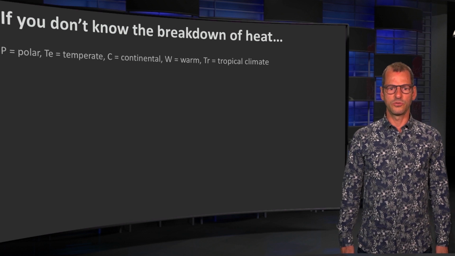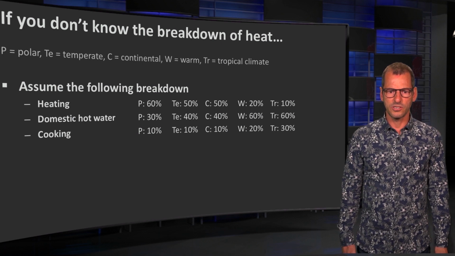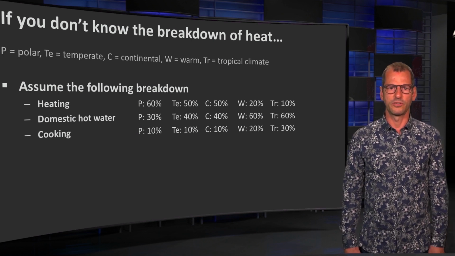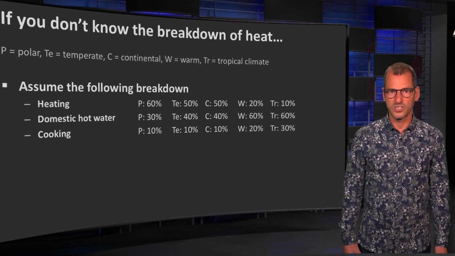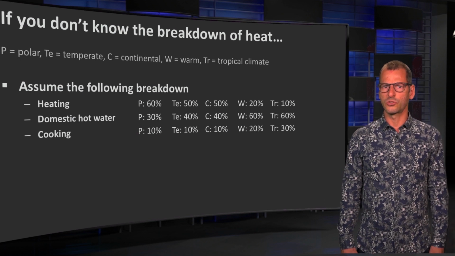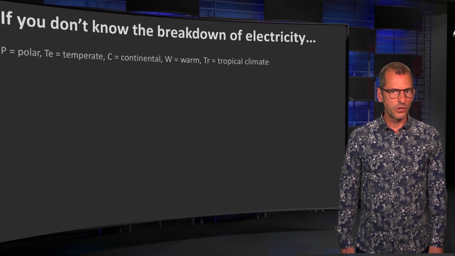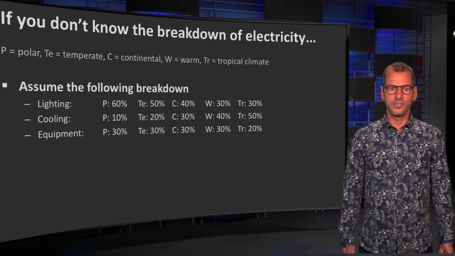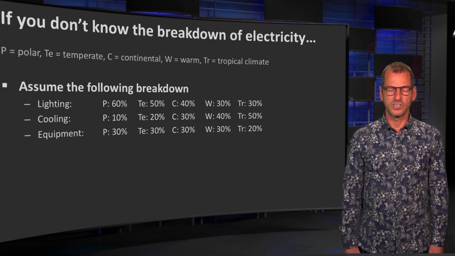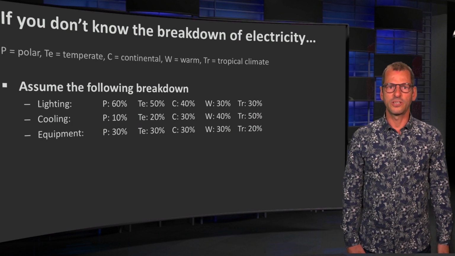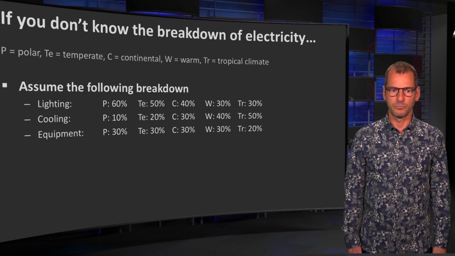Next step, of course, is that you think about the breakdown of heat. If you don't know it now, you could use these figures, which are then again to be applied for the different climates. So look at how much you approximately need for heating, for domestic hot water, or for cooking as the main sources of heat in a building. Electricity, same story basically. You look at the different energy users in the building. Most of it is related to lighting, to cooling, or to the use of equipment. And you can use these figures, as stated here, depending on the different climates that you have your building in.